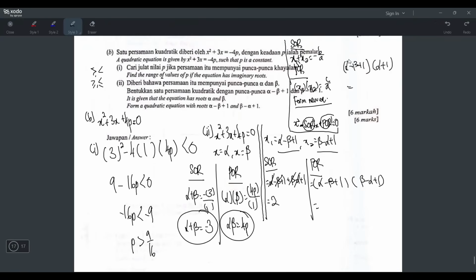How do you expand? Alpha times alpha, alpha times 1. Negative beta times alpha, negative beta times 1. 1 times alpha, 1 times 1. Yeah, this one is kalau three term, two term lah. But this one is three term, three term. So how do you expand if it's three term, three term?